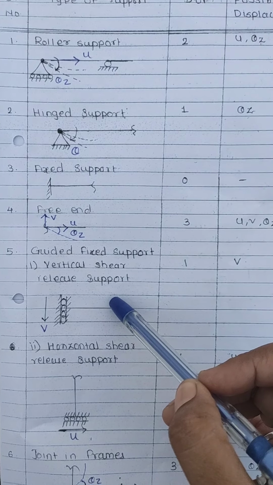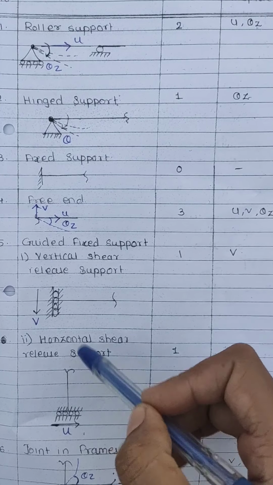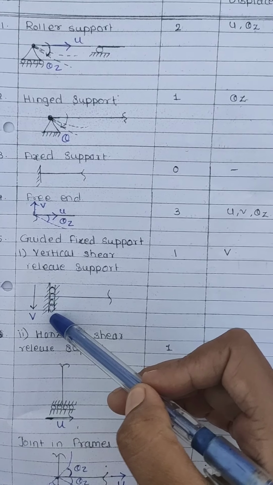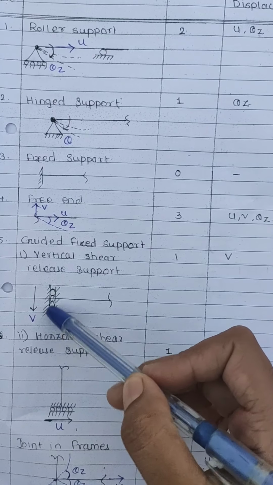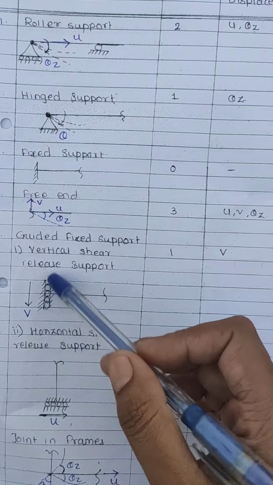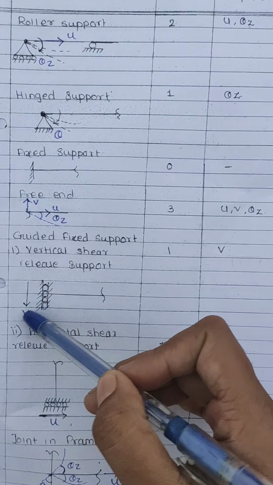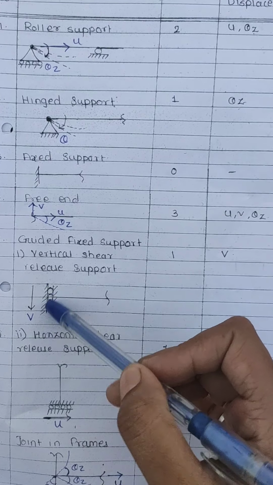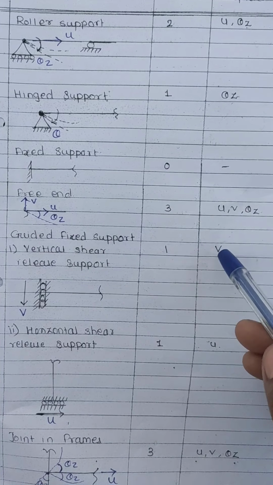U represents horizontal, V represents vertical displacement and theta represents the rotational displacement. Then this is the vertical shear release support and this is the horizontal shear release support. We can release the vertical shear here, so in this vertical shear release support we can move in the vertical direction, but there is resistance in the horizontal direction and for the rotation. So the number of releases for this vertical shear release is 1, and that is V.